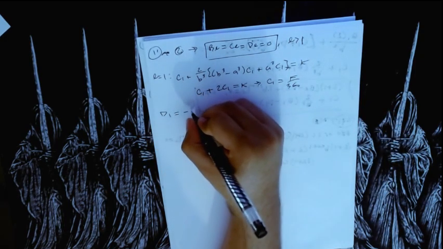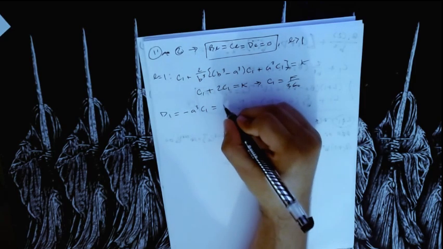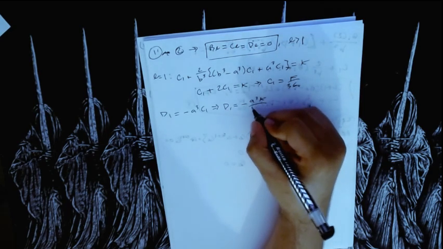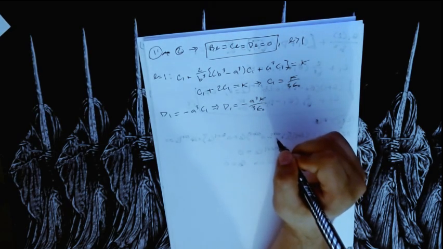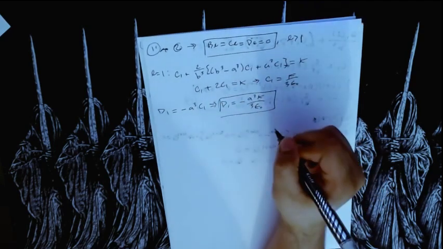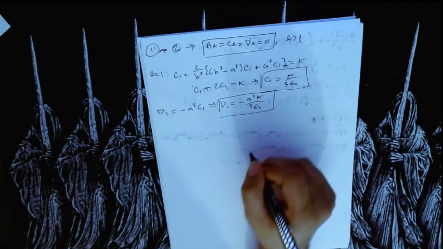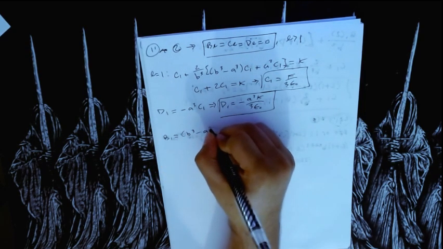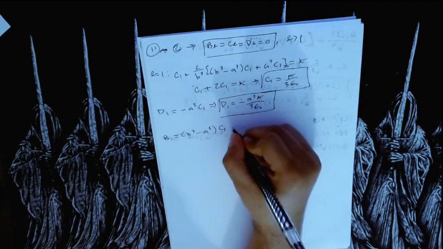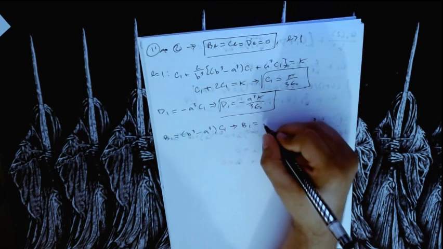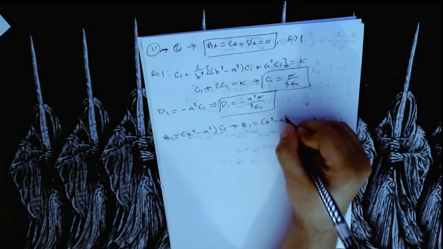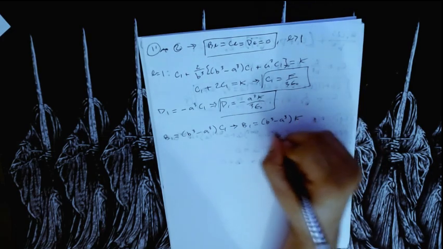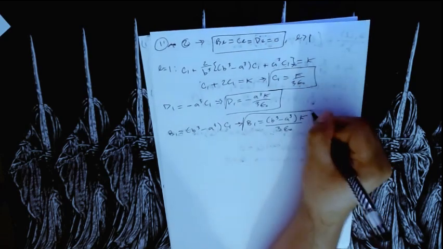So then D1 is equal to A to the third C1. That means D1 has to equal negative A to the third K over 3 epsilon naught. And B1 is equal to B to the third minus A to the third times C1. So B1 has to equal B to the third minus A to the third, K over 3 epsilon naught. I keep saying third, I'm so sorry.